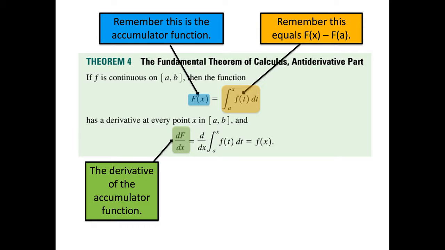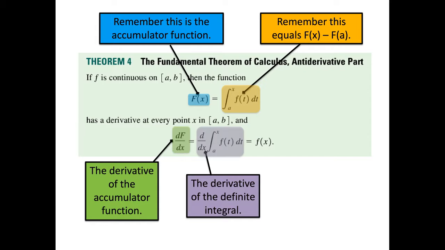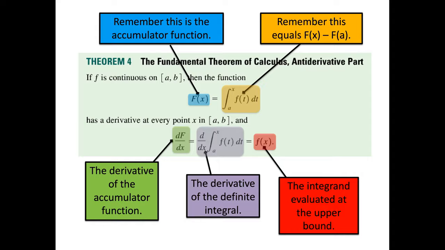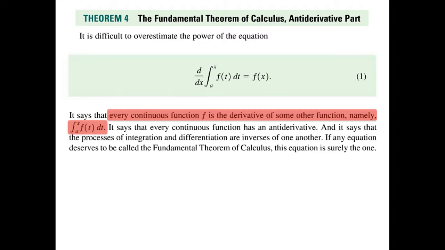Now, dF/dx, or d capital F dx, is the derivative of your accumulator function. Remember what that is. That's just the derivative of the definite integral. And the little f of x is the integrand evaluated at the upper bound. We talked briefly in the last video about how there's this relationship between derivatives and antiderivatives, and that's what this is essentially showing us. This equation is very important and very powerful. Every continuous function will have an antiderivative, and this also says that integration and differentiation are inverses of each other.